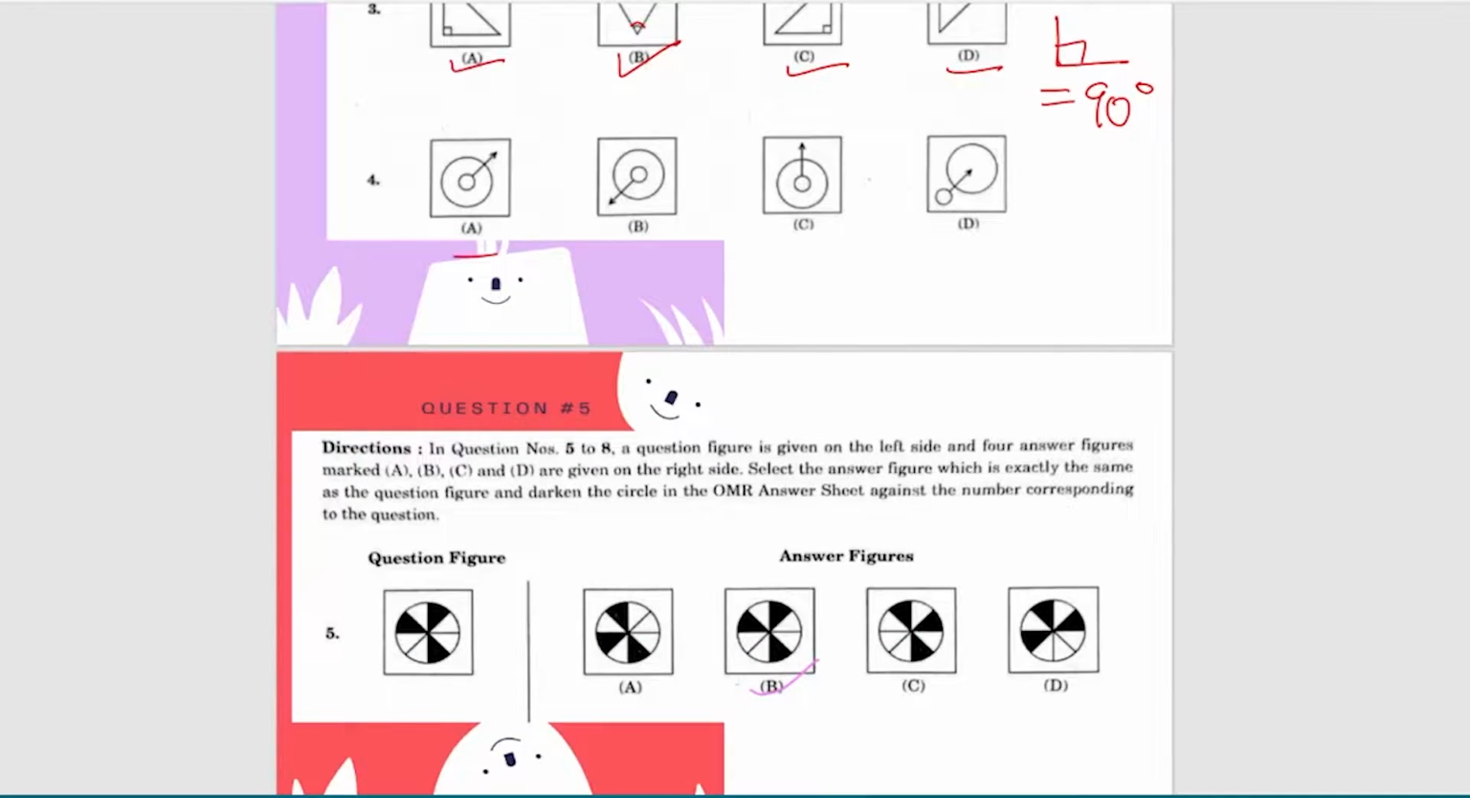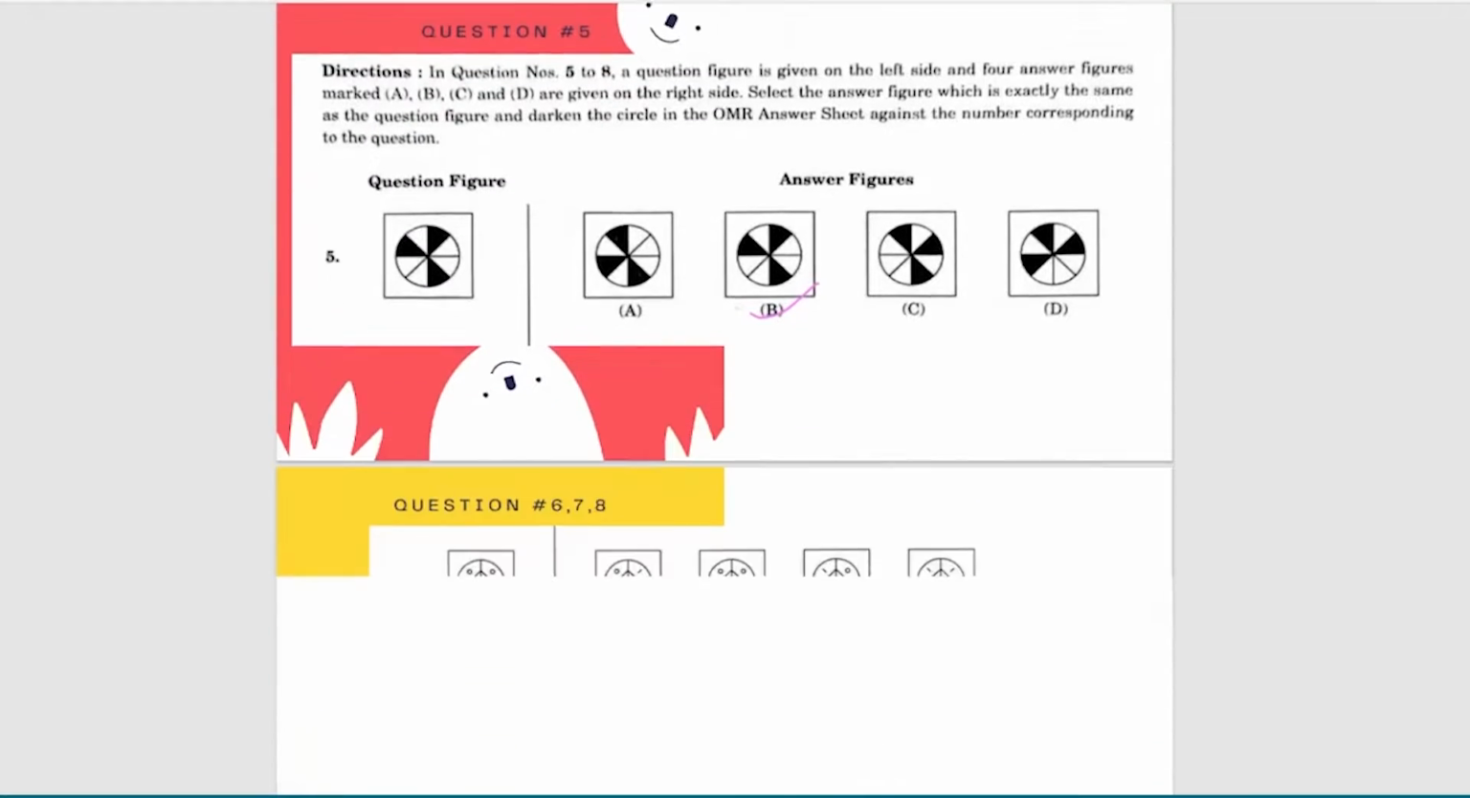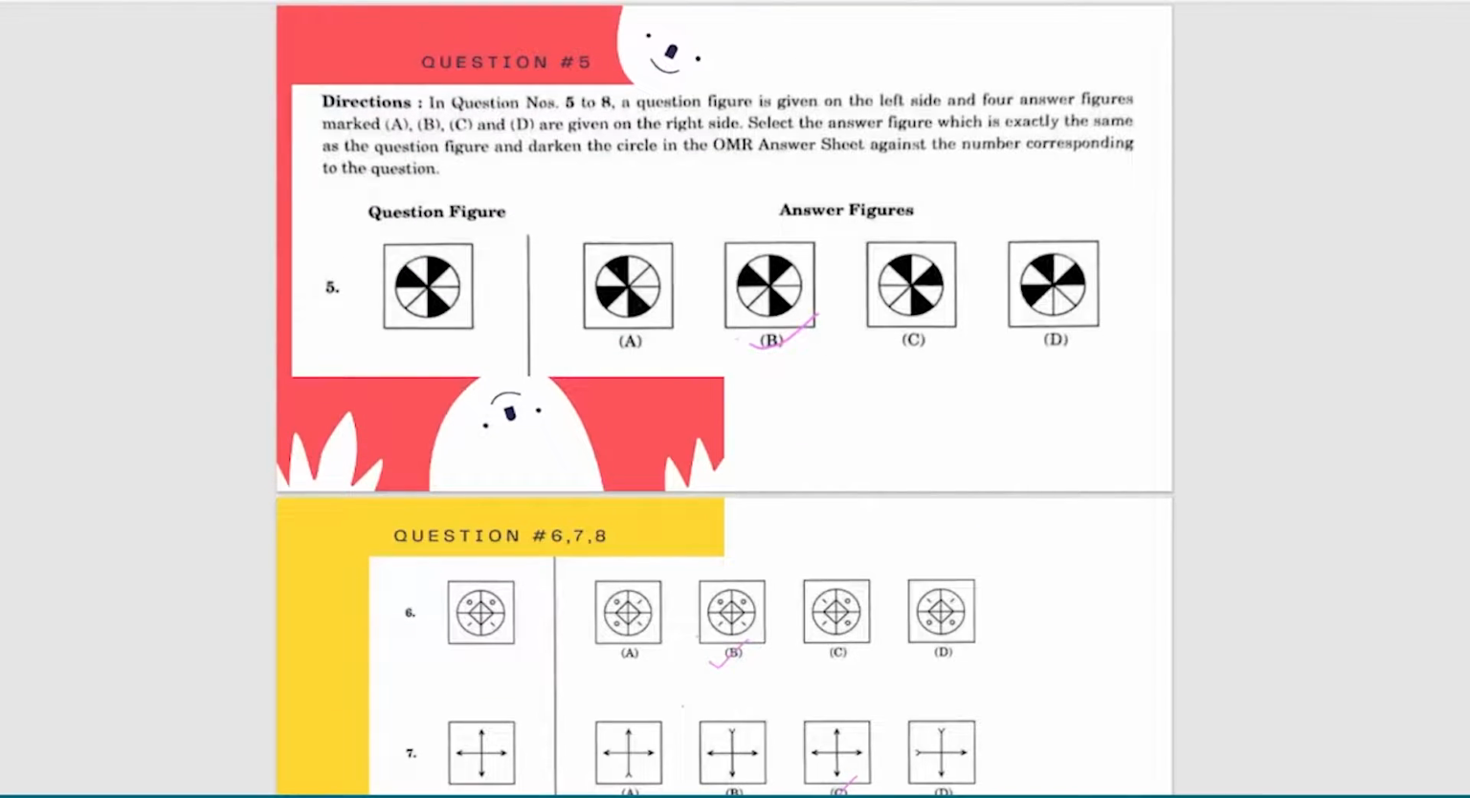Here in A, B and C, we can see that there is a smaller circle inside of the bigger circle. Small circle inside bigger circle, small circle inside bigger circle. But in D, the small circle is outside of the bigger circle. So that's why D is our correct answer. Now let's look at question number 5.